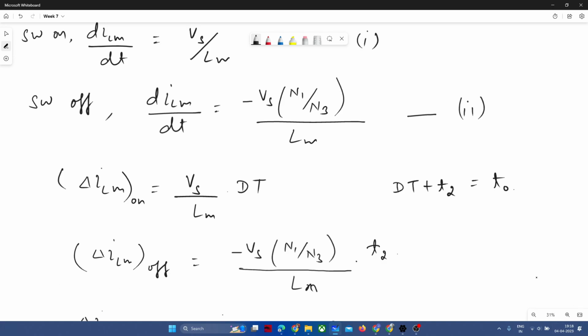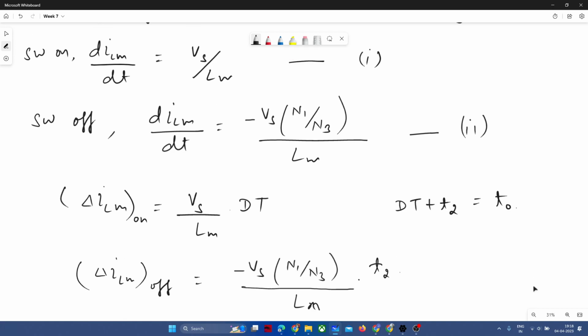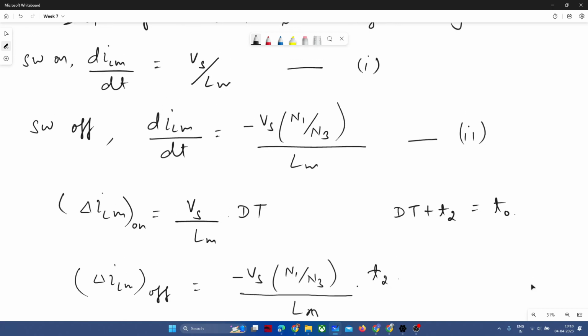Sir, this dIm by dt, which I have written in off state, this Vs should not be... That is not Vs. Here, that is the voltage appearing across the tertiary winding. Okay, that is not straight away Vs. That is the voltage appearing at the tertiary winding transformed to the primary winding.